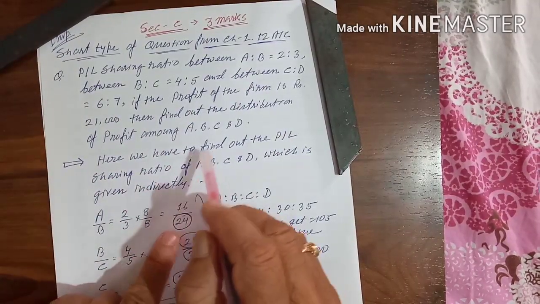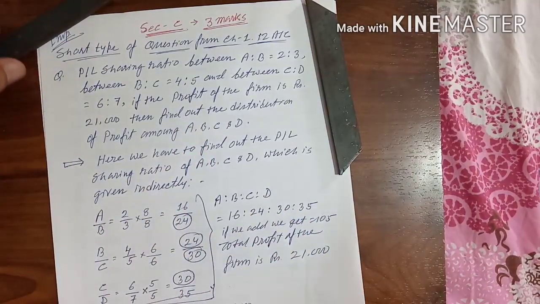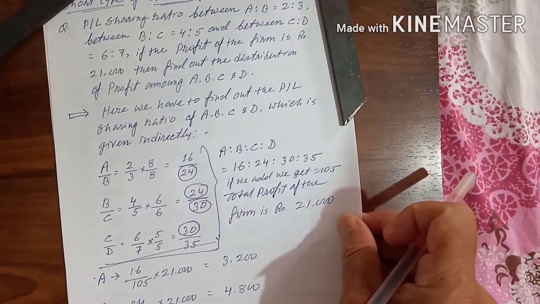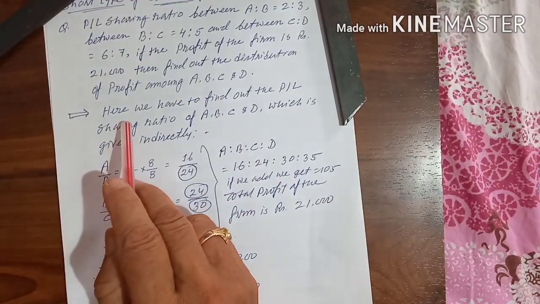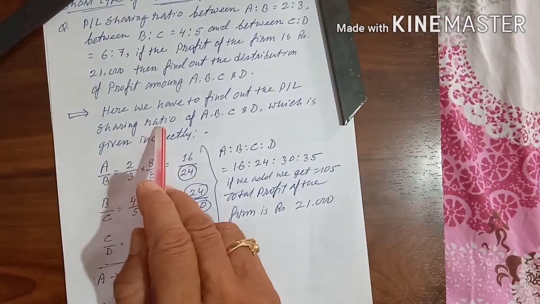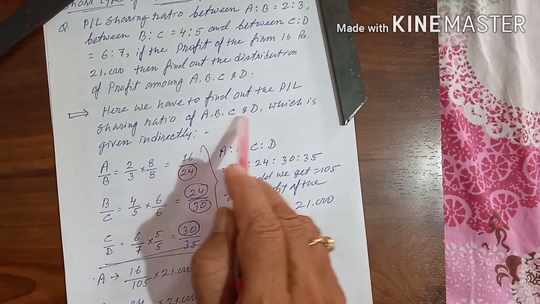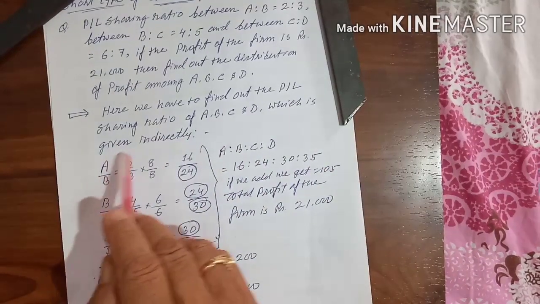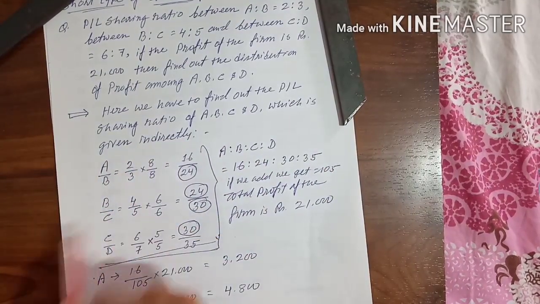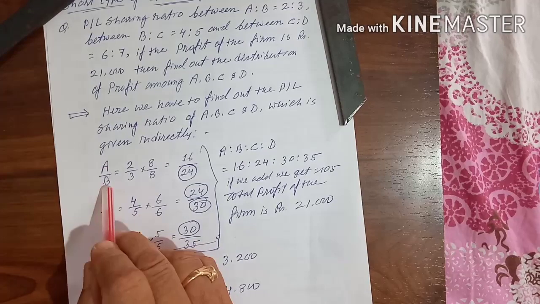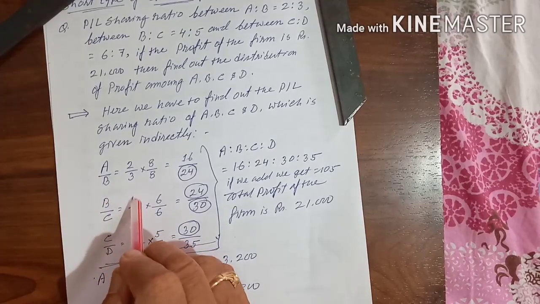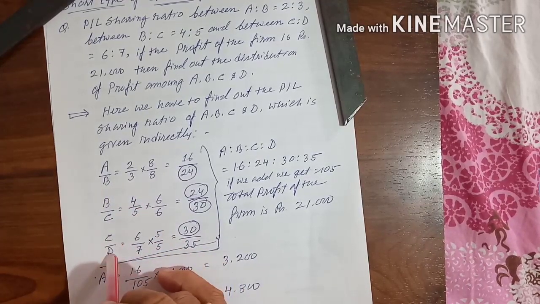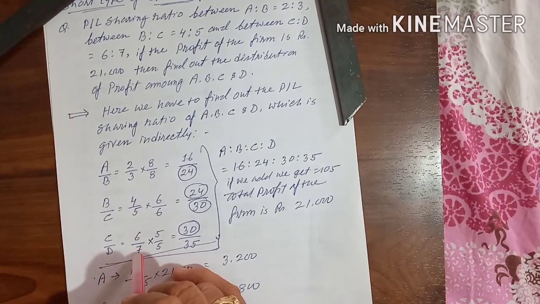What we will do is try to find a common ratio among all 4, A, B, C, D. Here we have to find the profit and loss sharing ratio of A, B, C and D, which is given indirectly. We can write it like this: A by B is equal to 2 by 3, which is given in your question. B by C is equal to 4 by 5. C by D is equal to 6 by 7.